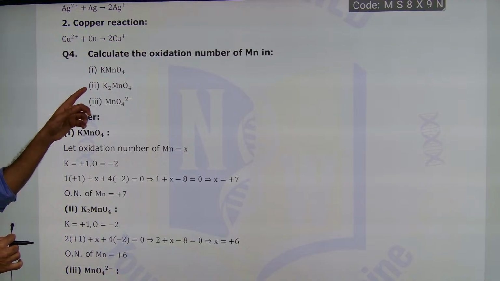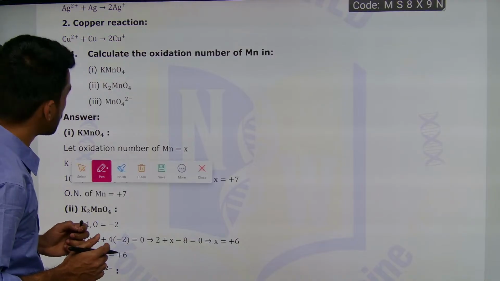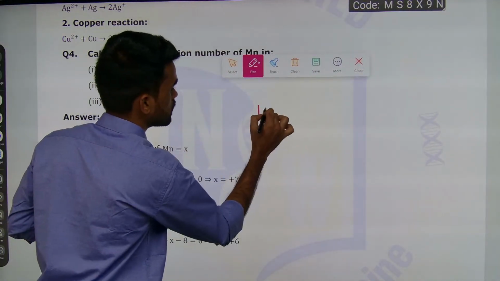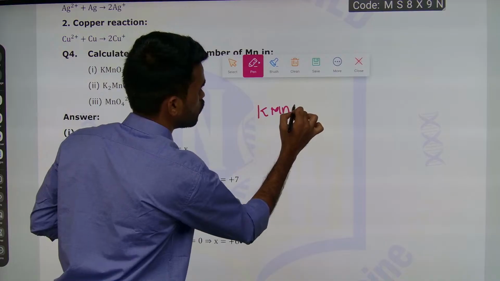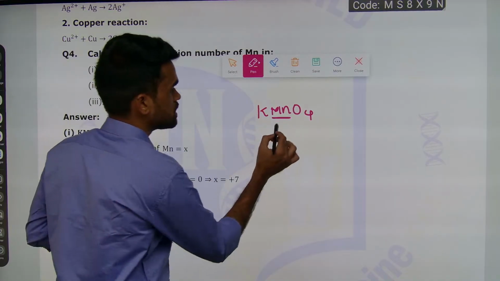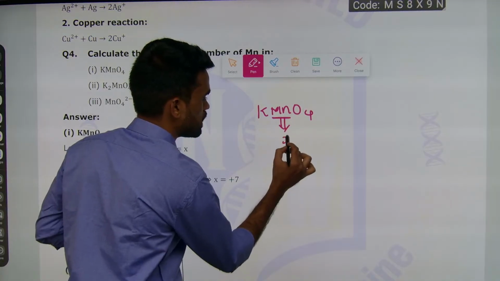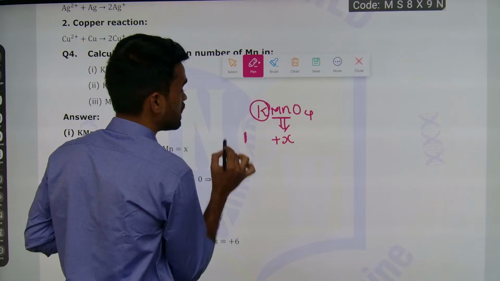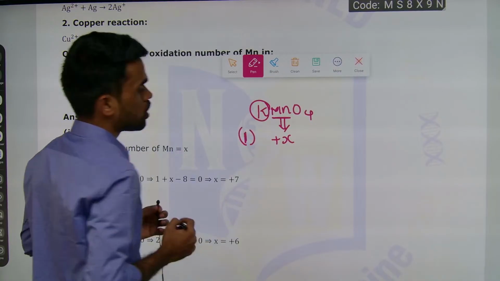So the first one is KMnO4. How do you write the oxidation state of manganese here? Okay, the oxidation state of manganese is what they are asking. So let us say the oxidation state of manganese is X, and how many potassium ions are there? One potassium is there. And what is the charge present on potassium?